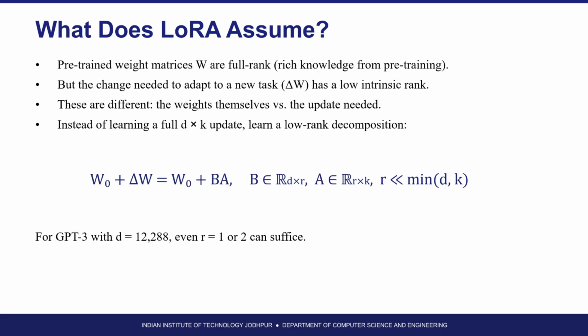Okay, so instead of learning a full D cross K update, LoRA learns a low rank decomposition. So we decompose Del W into BA, where B is D cross R and A is R cross K, and R is very much less than either D or K. Okay, so for GPT-3, where D is equal to 12.23K, even R equal to 1 or R equal to 2 is enough. That's remarkable.